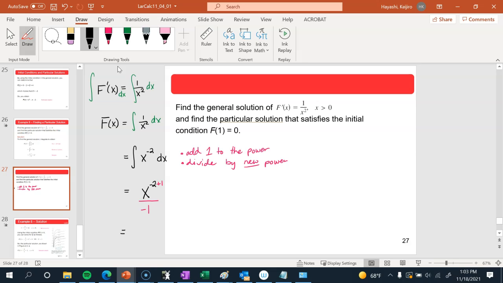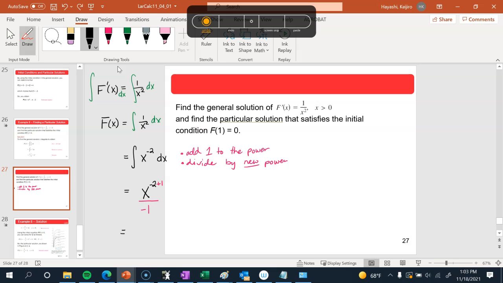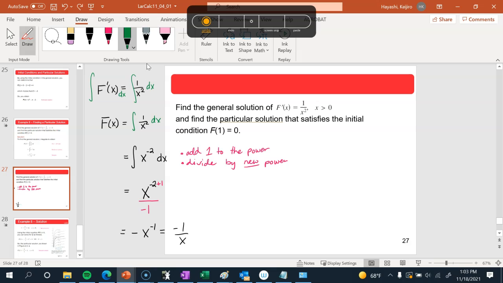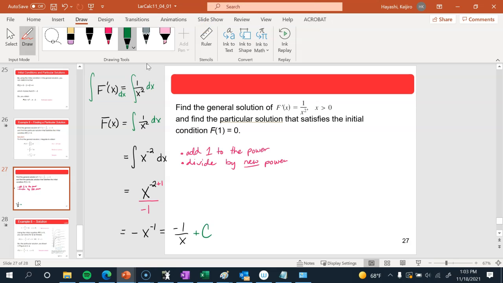And if we simplify that, well, dividing something by negative 1 just makes it a negative. So this will be negative x to the negative 1. Or if you wanted to write it this way, negative 1 over x, right? x to the negative 1 means 1 over x. And not only that, but because we're finding a general solution for an indefinite integral, we're going to have a plus c.